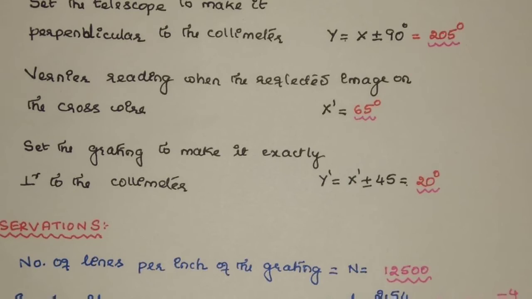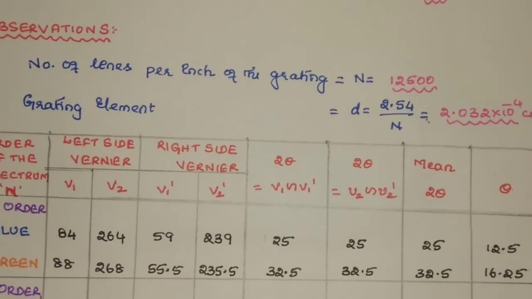And when this is rotated perpendicular to the collimator, that is recorded as y dash, given by x dash plus or minus 45 degrees. That is found to be equal to, now it is moved by minus 45, so 65 minus 45 is 20 degrees. And these are the observations.